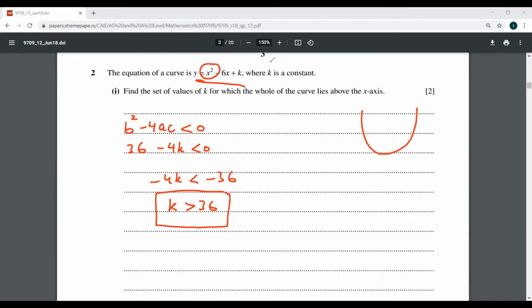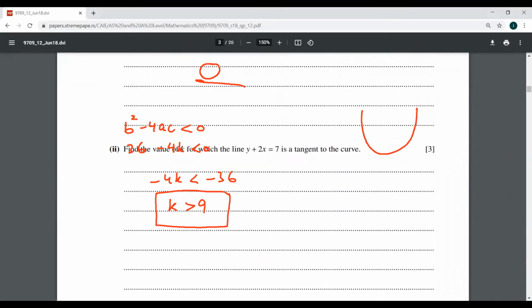You see, that is why I always say that I can never get top in the world because I make these silly mistakes. So this is k is greater than 9. That is the first part. Then we go on to the next part.